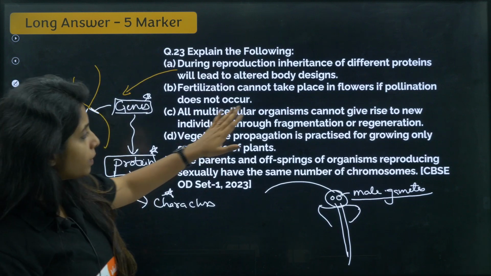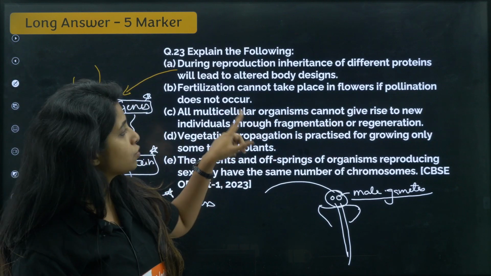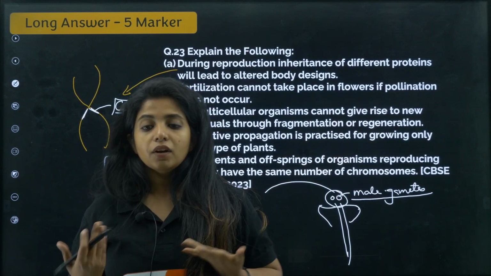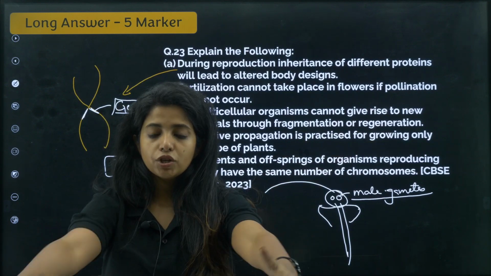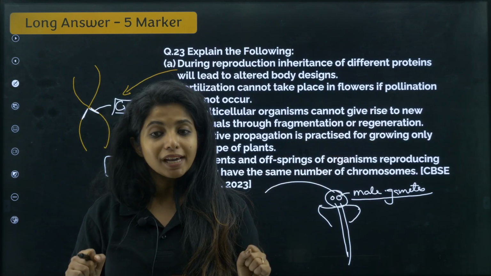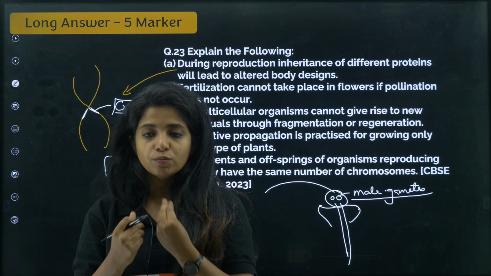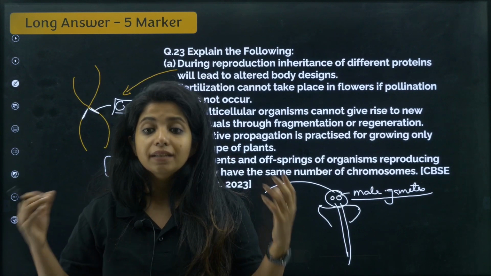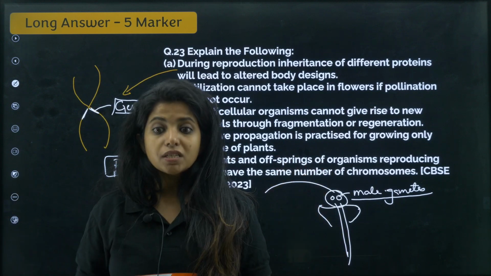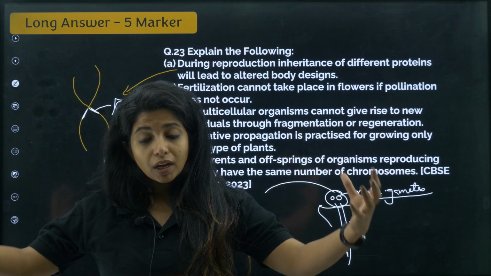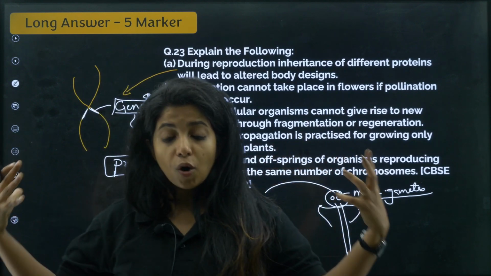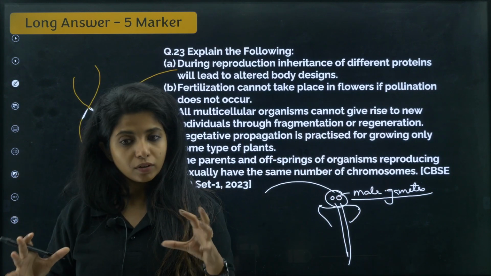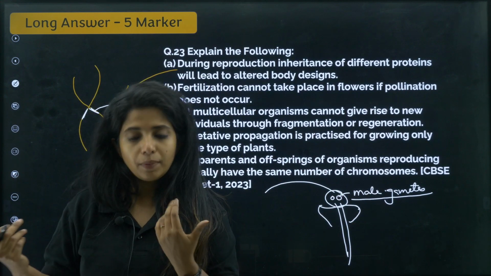Now, all multicellular organisms cannot give rise to new individuals through fragmentation or regeneration. All the multicellular organisms, like me, we cannot cut our body and then think that regeneration will be happening. No. Why is it so? Because we are complex organisms, my dear children, and in complex organisms each and every part of the body is linked. They have a cellular system, they have a tissue system, the tissues come together and make organs, the organs come together and make an organ system. So obviously there it is not possible. It has to be well coordinated, and it does not happen like that.